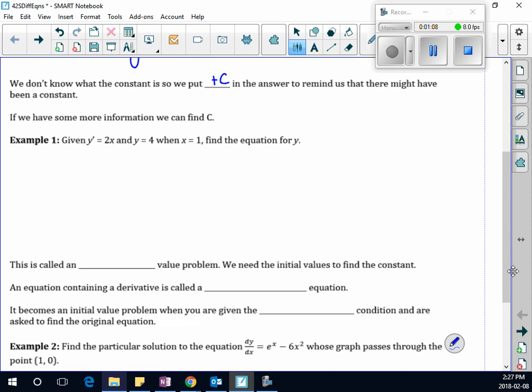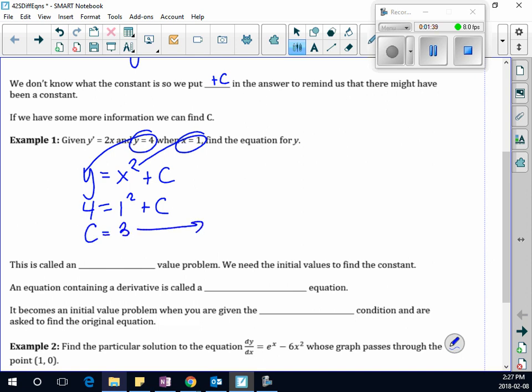So this is the first step of this section: we are going to actually solve for the c. First example, given y prime equals 2x and y equals 4 when x equals 1, find the equation for y. Find the antiderivative, we get y equals x squared plus c. So can you figure out how you're going to find the c? You set y to 4 and x to 1: 4 equals 1 squared plus c. So what does c equal? So then what's my actual y equation? y equals x squared plus 3 as my final answer.